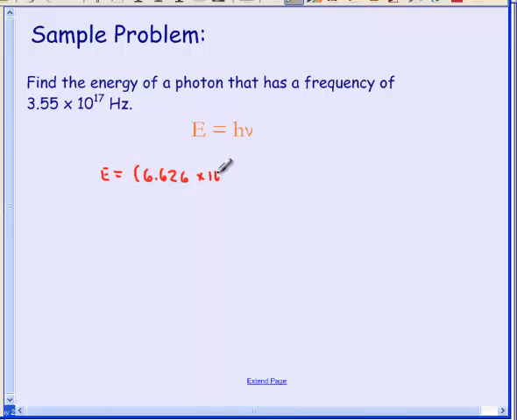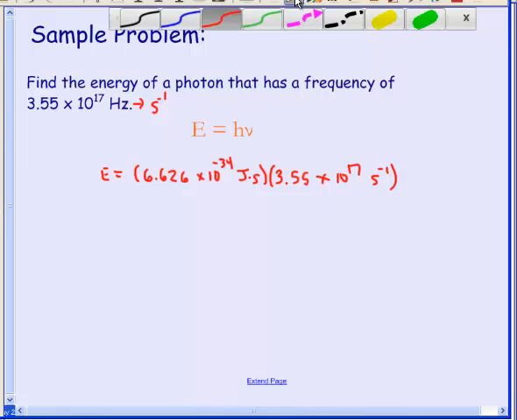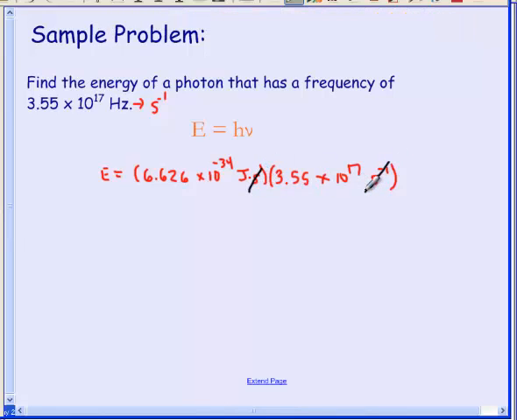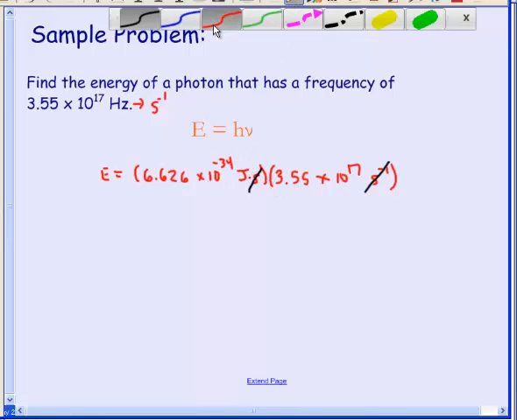6.626 times 10 to the negative 34th joule times second, multiplied by the frequency, 3.55 times 10 to the 17th. And instead of writing hertz, I remember that hertz is the same thing as inverse second. Now I do that so I can see what happens to my units. Seconds times inverse seconds results in those two units canceling out. And look what I'm left with. I'm left with an energy unit.